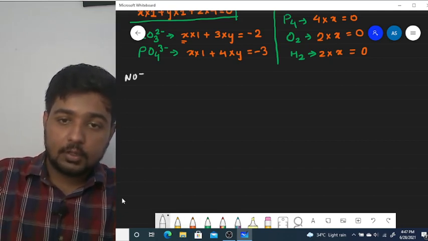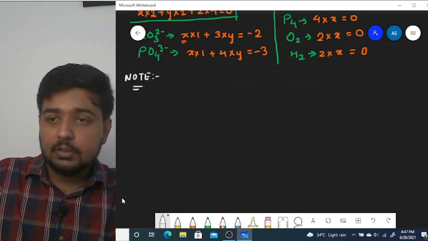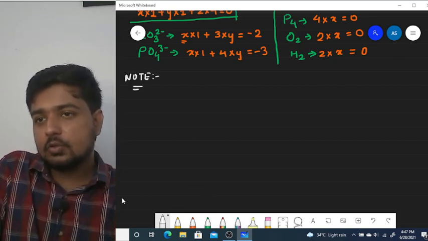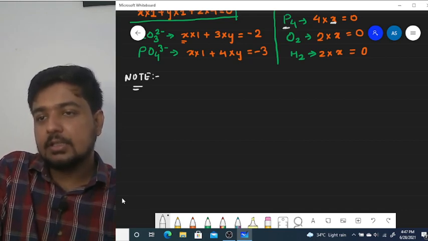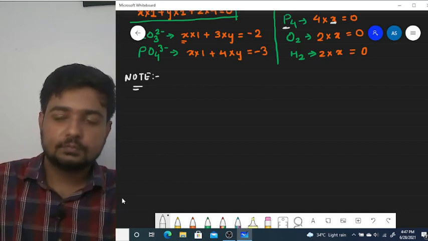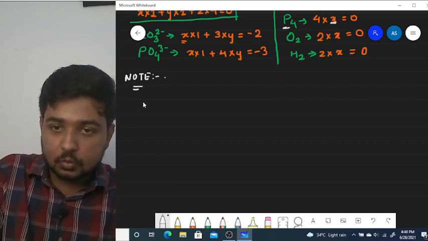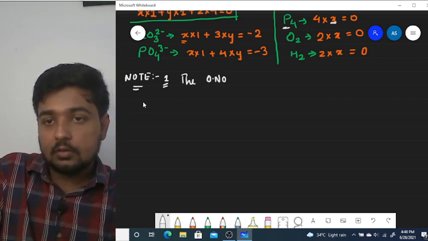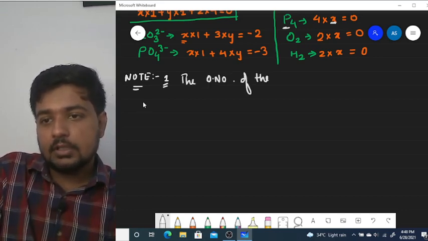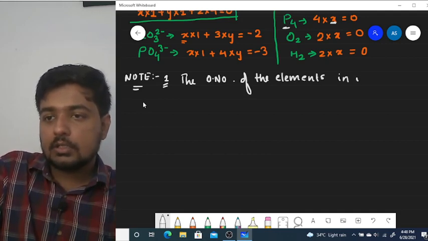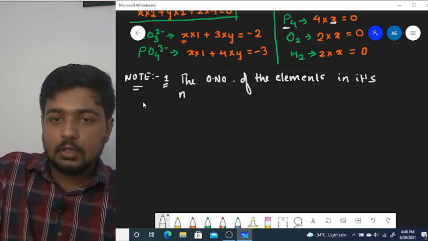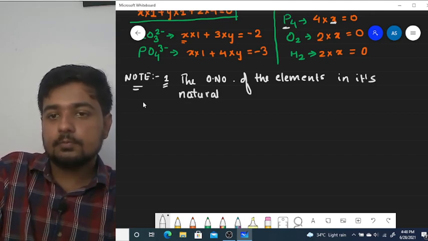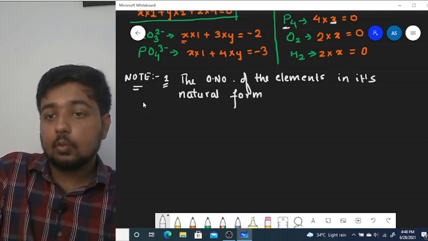Write down the note point. If you see here that 4 into X equals 0, then the oxidation number of this phosphorus, that is X, will be 0. That means the first note point is that the oxidation number of the elements in their natural form will be 0.